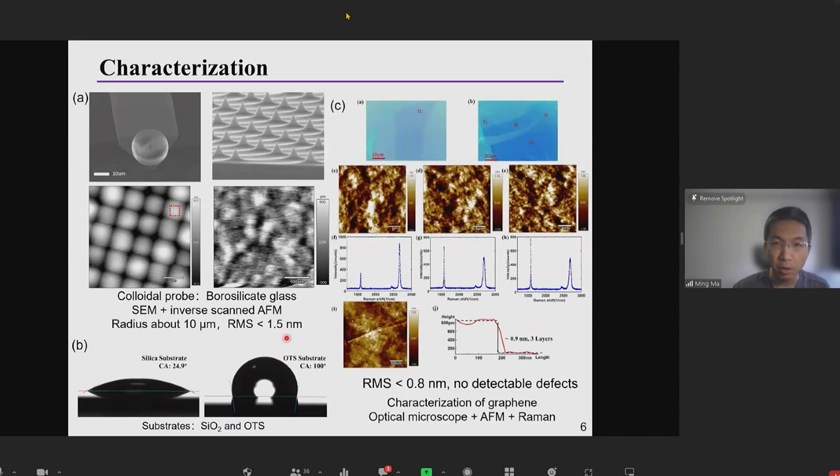And the most important surface is the few-layer graphene, and to this end, as shown in figure C, we measured the morphology as well as the chemistry of the surface with optical microscopy, AFM and Raman. And with all this together, it shows that within a range of 20 by 20 micrometers, the RMS roughness is very small, and also we found no detectable defects.